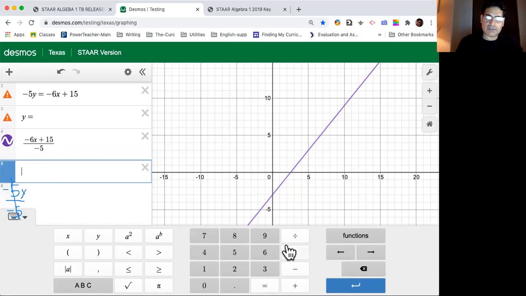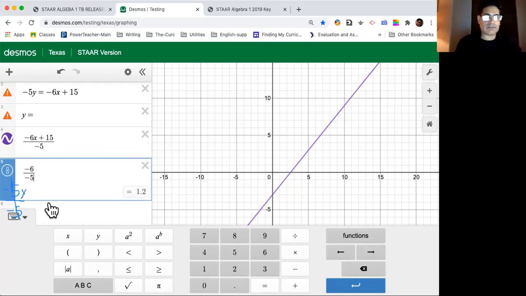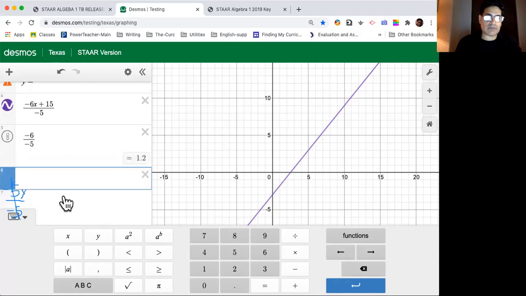Negative 6 divided by negative 5. Okay, we get 1.2, right? So let's see, I got 1.2. All right, let's put that 1.2x actually, right? 1.2x. And so negative 5 into 15.